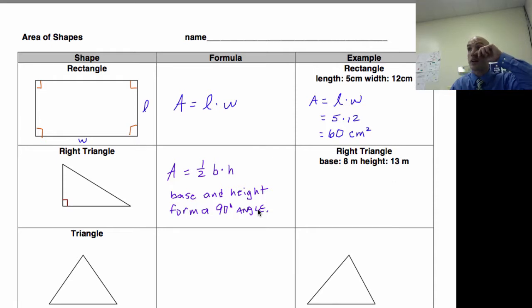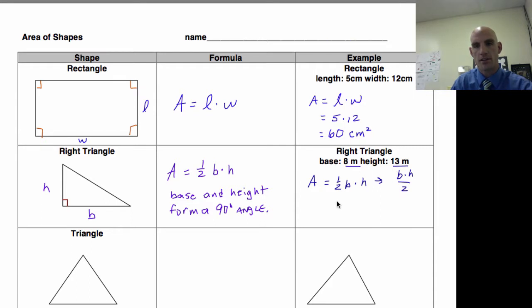So for example, in the right triangle, we've got, so this would be like the base and this would be like the height here. And so if I'm going to find the area, which equals 1/2 base times height, we could do base times height divided by 2. Multiplying by half is the same as dividing by 2. So I'm going to plug this in, base 8 and height 13. So I've got 8 times 13 over 2 is going to give me 52, and my units are meters squared.